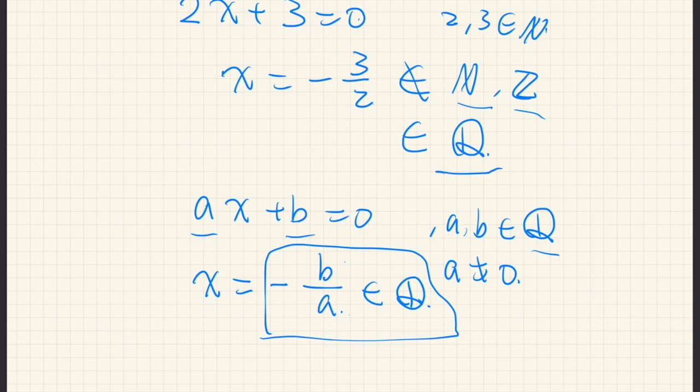By the way, we call this equation a linear equation. Linear means there is only the term x, not any nonlinear terms such as x squared or square root of x or x cubed or whatever. We just have simple plain x here in this equation. So it's called linear.